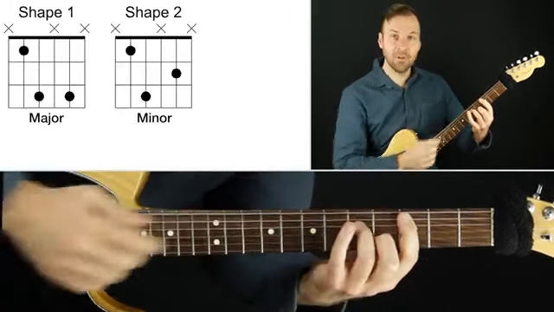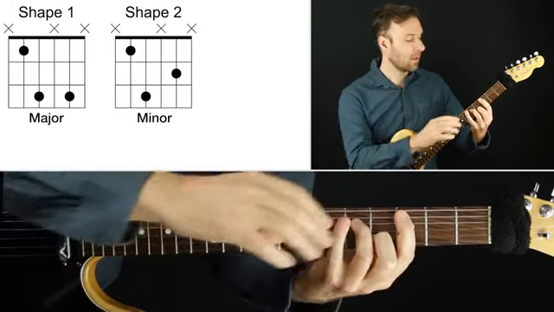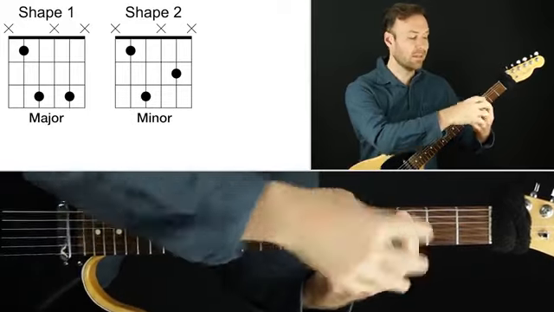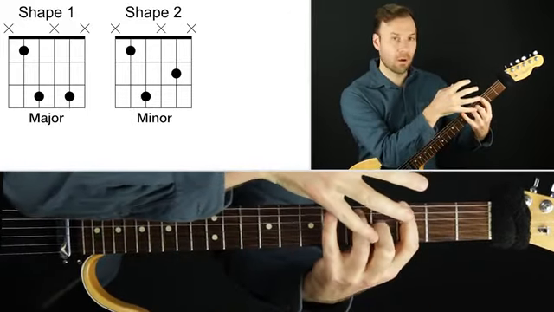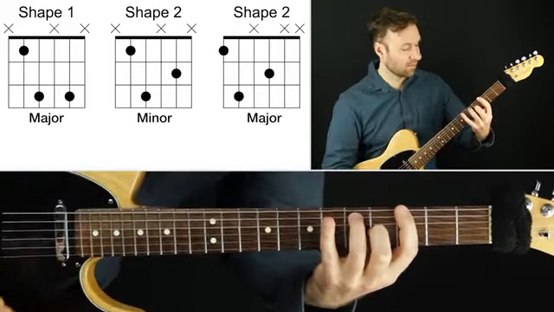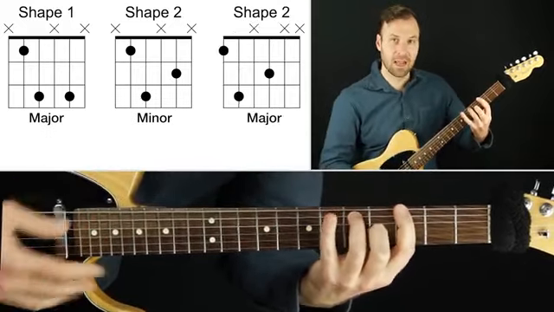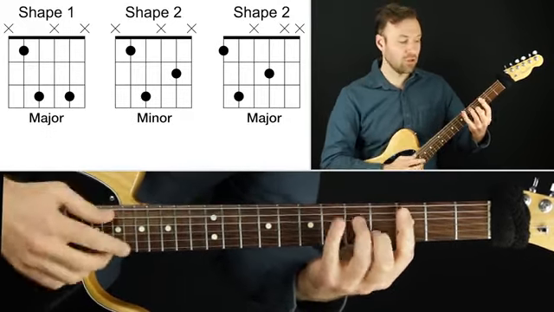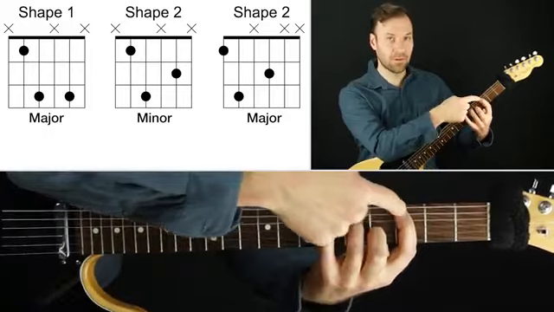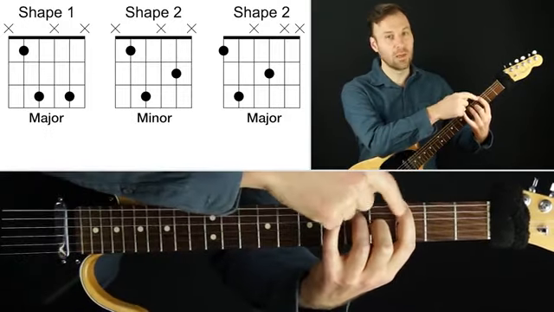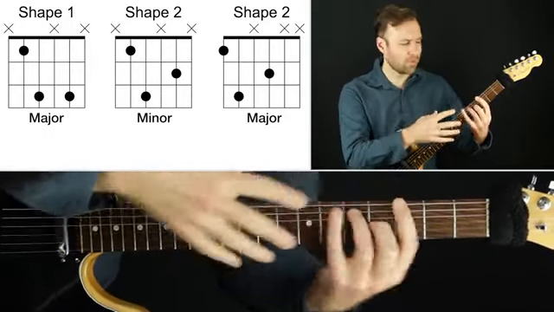This shape number 2, the minor shape off the 5th string, can be used off the 6th string. Take all of these and move them all a string down, a string this way. And now it's a major shape. So shape number 2 can be used as minor when the root is on the 5th string, and it can be used as major when the root is on the 6th string. That will help so you don't have to jump all around.